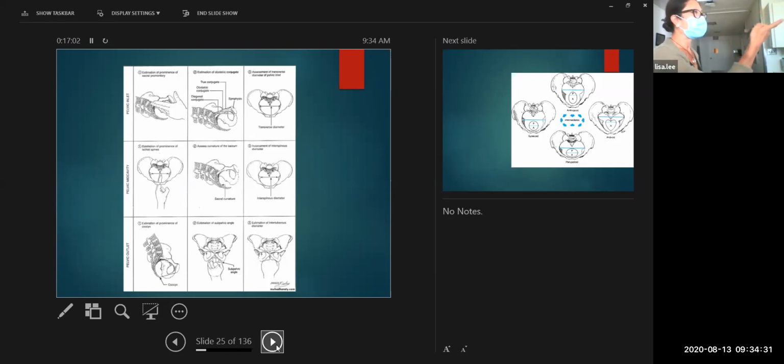And then for your pelvic outlet, the things you want to look at are, again, the curve of that sacrum, where that coccyx is, what the angle is like, the subpelvic angle, and then the distance between the intertuberous diameter.